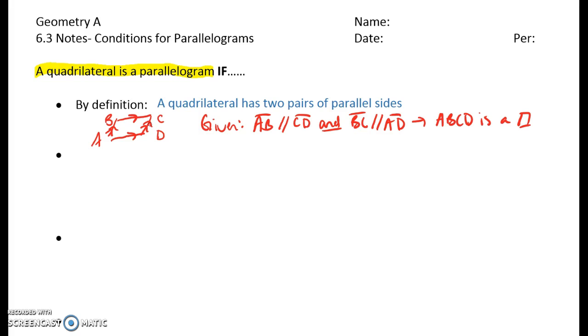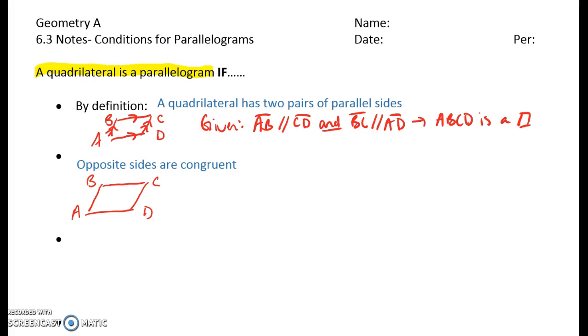So again, we can flip everything else that we had discussed earlier. So the next thing we can say is, well, if a quadrilateral has opposite sides that are congruent, then it is a parallelogram. All right, so again, opposite sides need to be congruent, and that means both pairs.